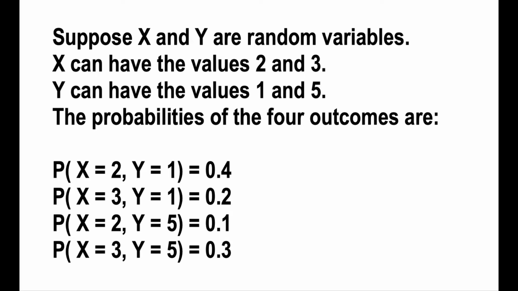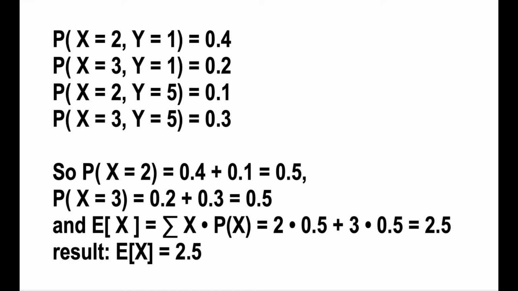Now, given that information, we can calculate things like the expected value of x. The probability that x equals 2 is the sum of the ways that x can be 2. 0.4 plus 0.1 is 0.5, and so on. And the expected value is the sum of x times probability of x. Plugging in the numbers, we get E of x is 2.5.